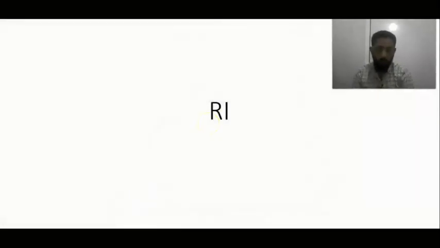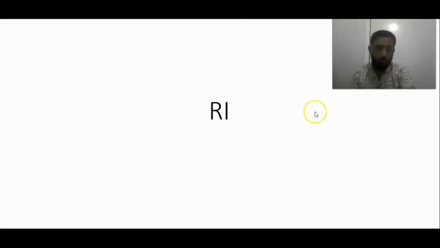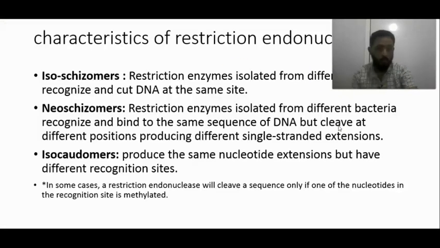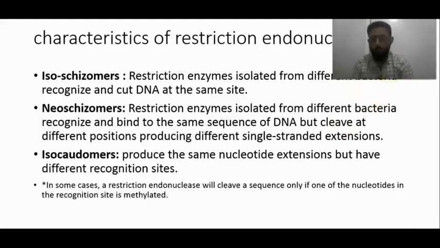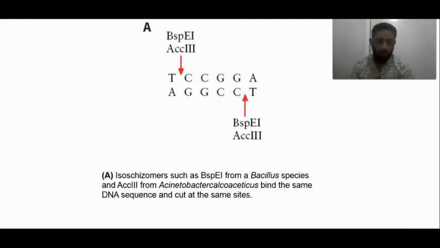First of all, the famous enzymes used in cloning are the restriction endonucleases. What is a restriction endonuclease? It's an enzyme produced by bacteria as innate immunity from the bacteria against the invader. There are three types of restriction endonucleases that make them useful in cloning.